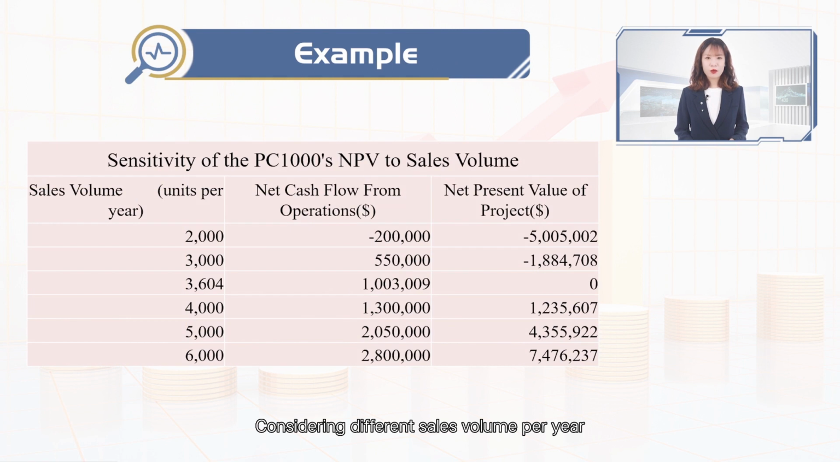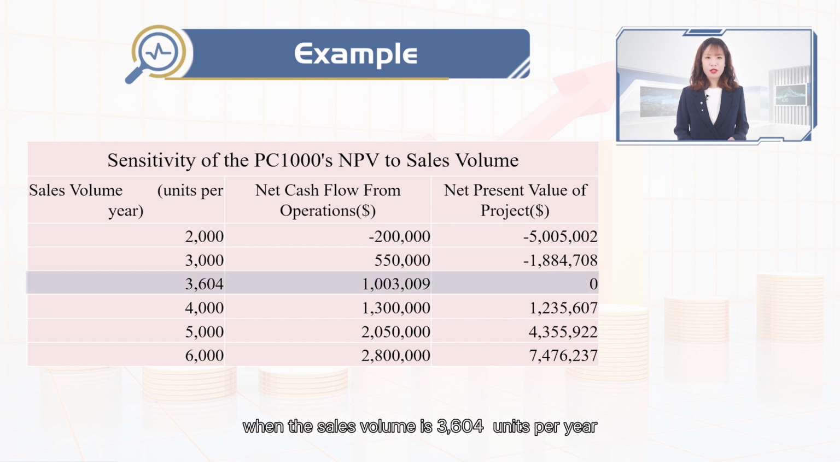Considering different sales volumes per year, this table presents the net cash flow from operations and the NPV of this project. Note that there is only one changeable item, sales volume, and the other assumptions are fixed. As the sales volume increases, the NPV also increases. This table shows the sensitivity of the project's NPV to the assumed sales volume.